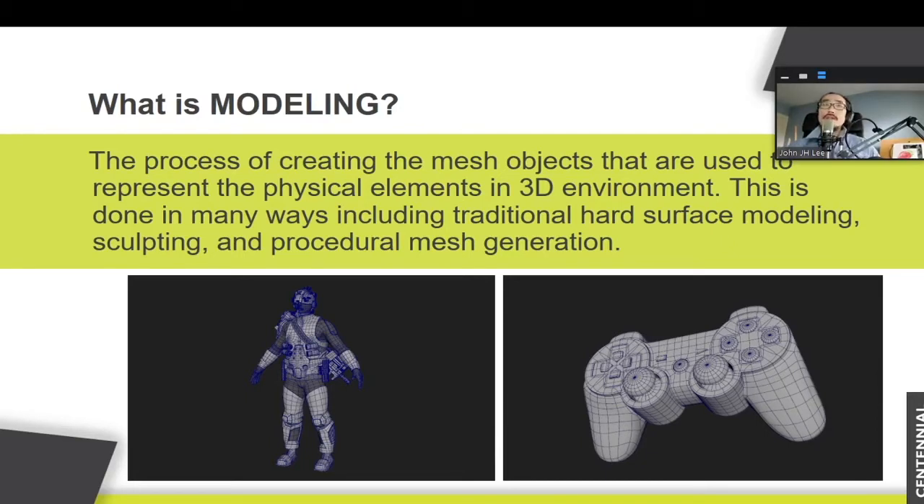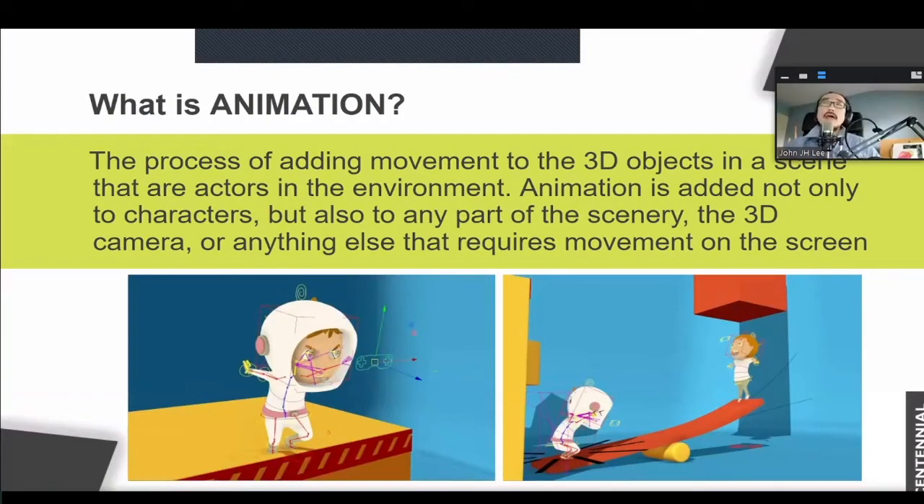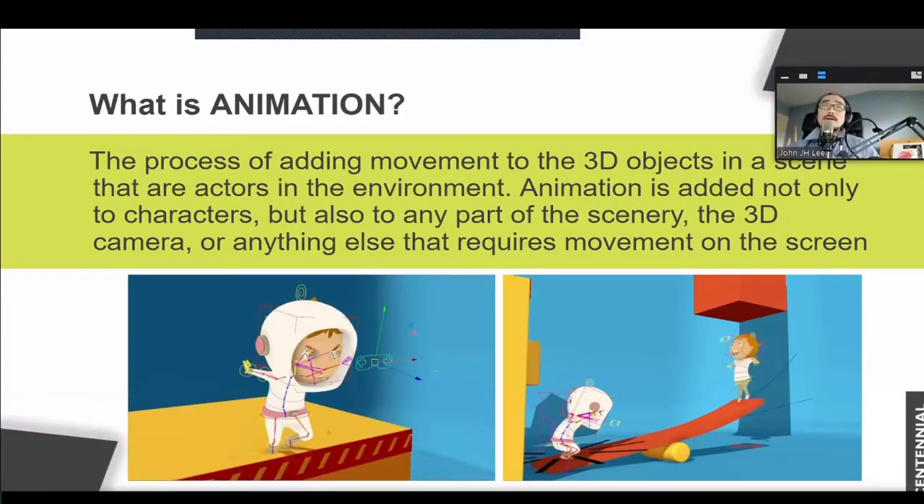Once the modeling stage is completed, you quickly move on to the animation stage. Animation is the process of adding movement to the 3D objects in a scene that are actors in the environment. The animation is added not only to the characters, but also to any part of the scenery, the 3D camera, or anything else that requires movement on the screen.